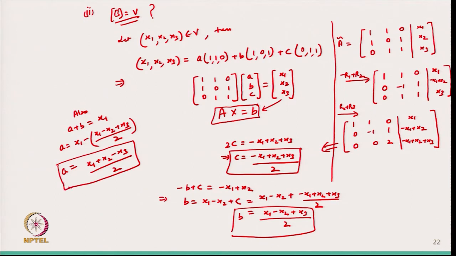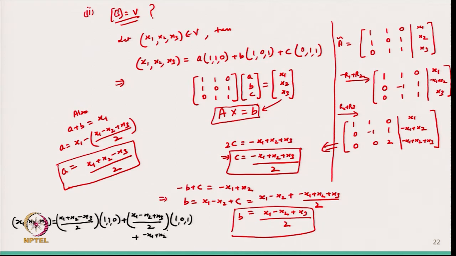Now from here we can write that x1, x2, x3 can be written as, so A is this one, so it can be written as (x1 plus x2 minus x3 by 2) times 1, 1, 0. B is this one, (x1 minus x2 plus x3 by 2) times 1, 0, 1, and plus (minus x1 plus x2 plus x3 by 2) times 0, 1, 1. So this can be written like this one.